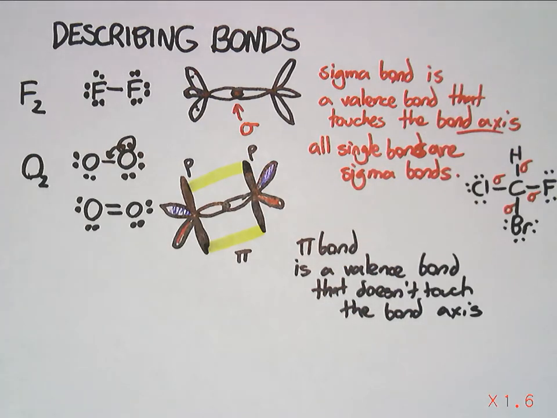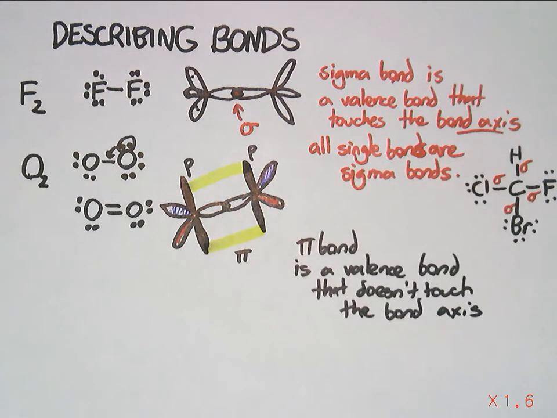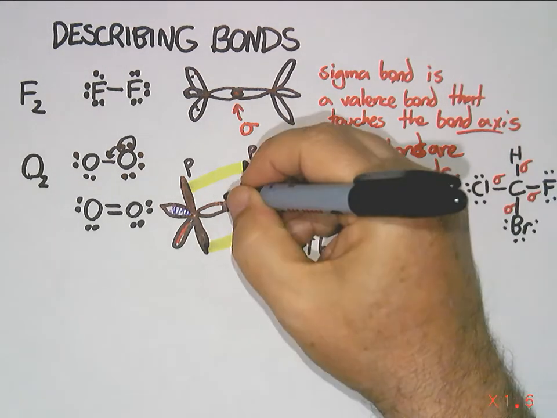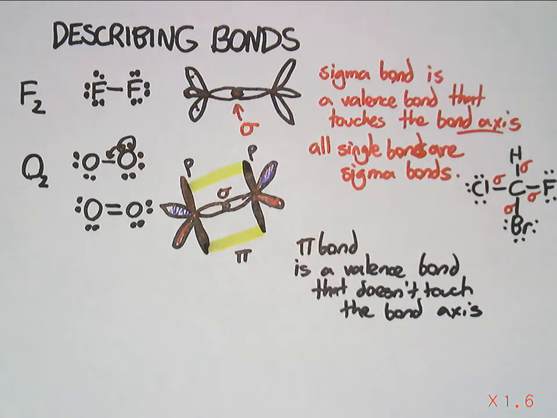Okay? So now, whenever you see a double bond, what you can think is the first bond is a sigma bond like that, and then the second bond is a pi bond. So you can count sigma and pi bonds when you've got a double bond present.